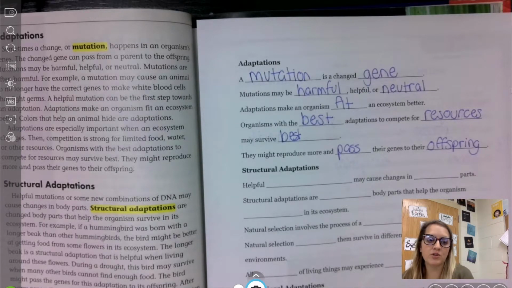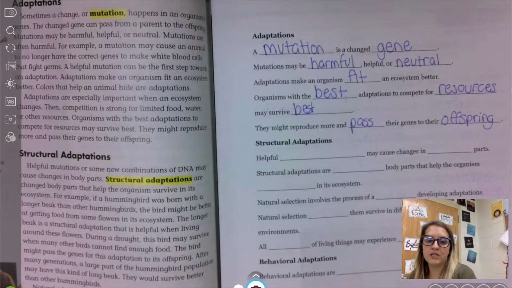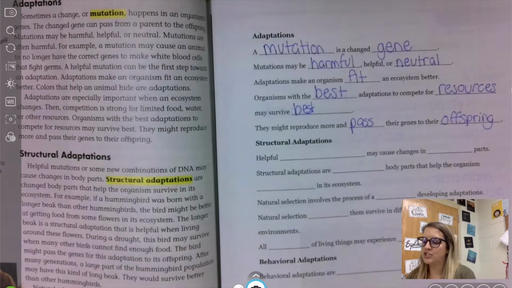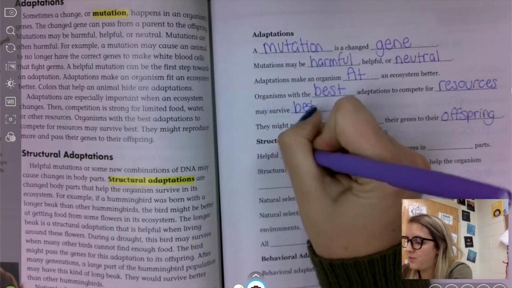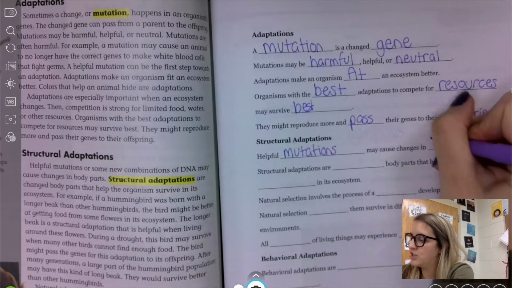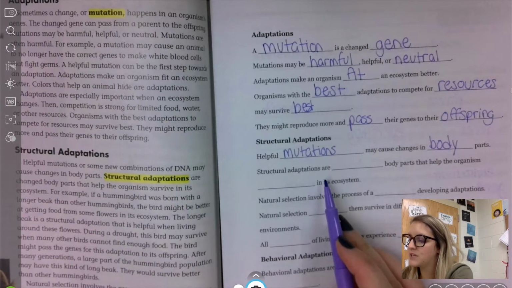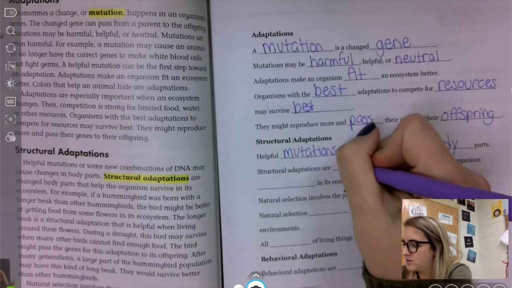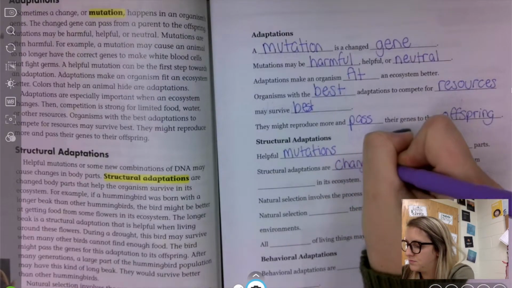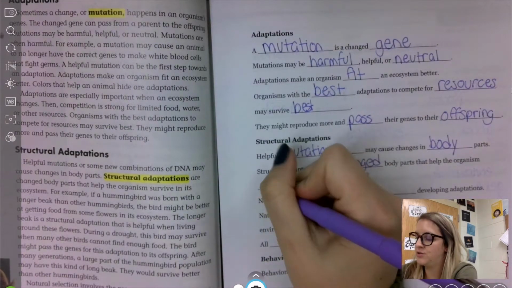The first section that we're going to read on is structural adaptations. Helpful mutations or some new combinations of DNA may cause changes in body parts. So those helpful mutations may cause changes in body parts. Structural adaptations are changed body parts that help the organism survive in its ecosystem.